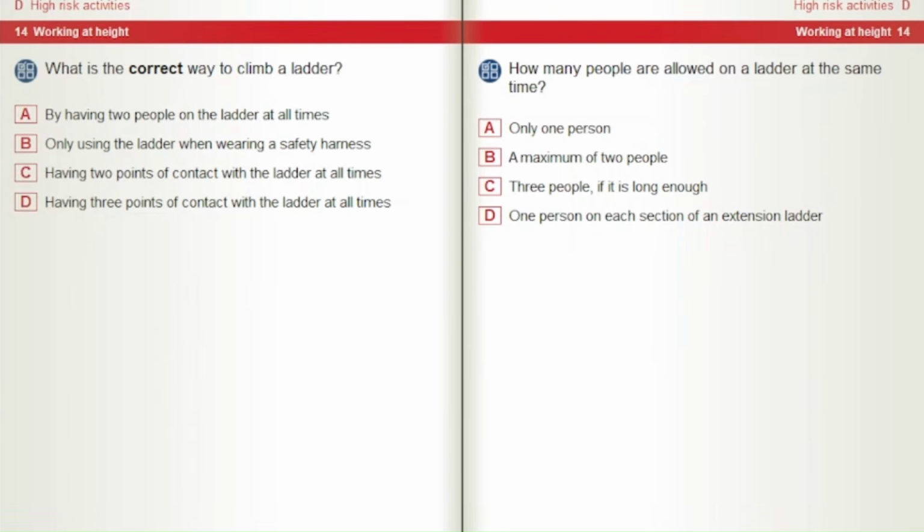How many people are allowed on a ladder at the same time? Only 1 person. A maximum of 2 people. 3 people, if it is long enough. 1 person on each section of an extension ladder.